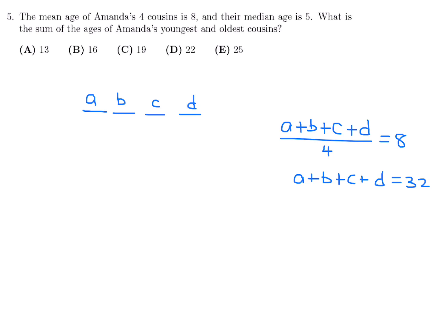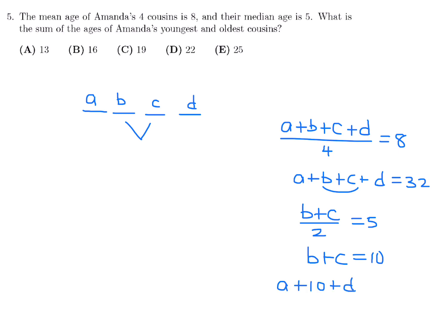The median is 5, so that means the average of those two middle numbers is 5. So B plus C divided by 2 is 5. So B plus C is 10. Well, if B plus C is 10, I can plug that into there. So A plus 10 plus D is 32, and therefore A plus D is 22.